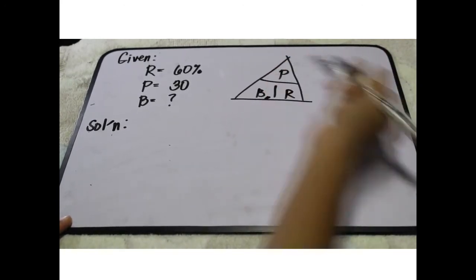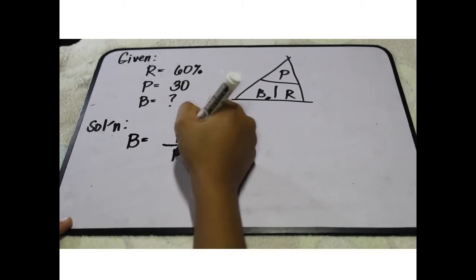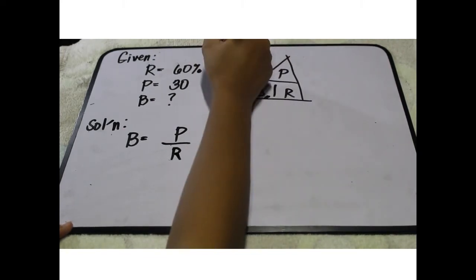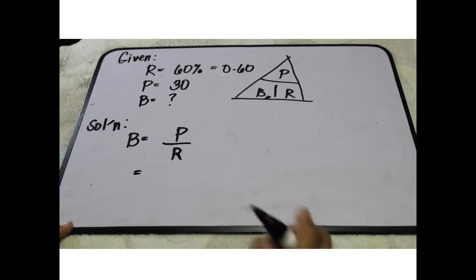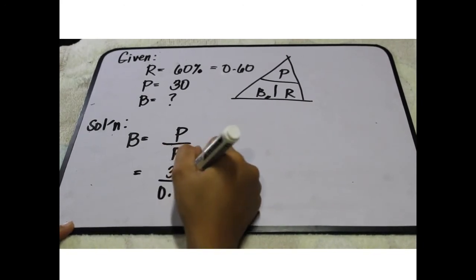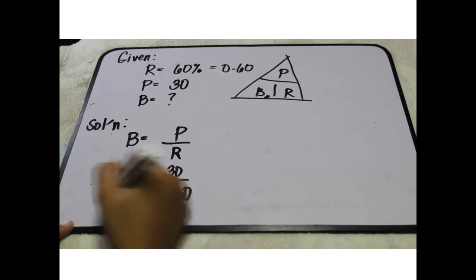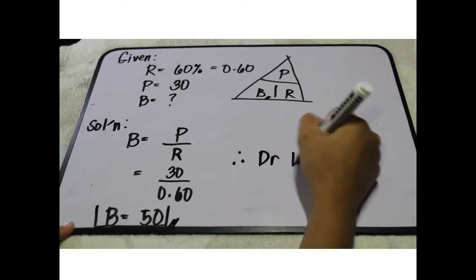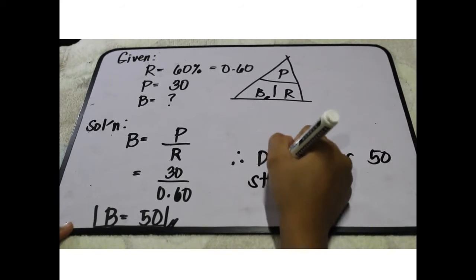Okay, so for our formula, we have P, B, and R. We are looking for the base. So our formula will be B is equal to P over R, where P is the percentage and R is the rate. Now 60% converted into decimal, we will have 0.60. Substituting in our formula, so 30 over 0.60, your base now is equal to 50. Therefore, Dr. Lau has 50 students.